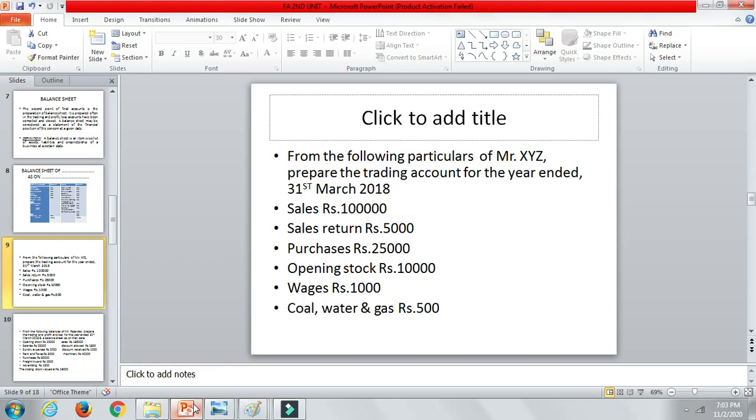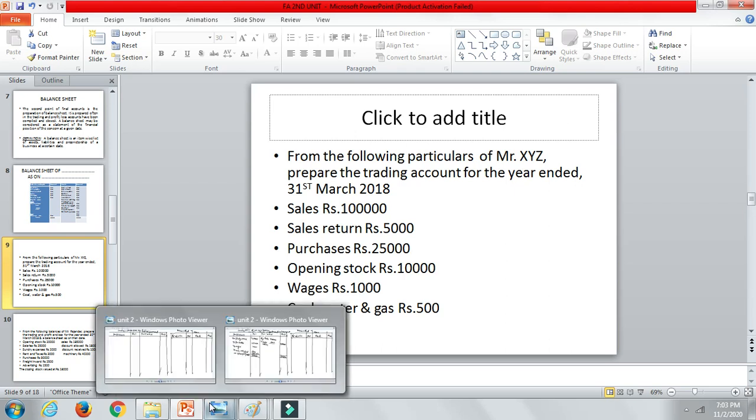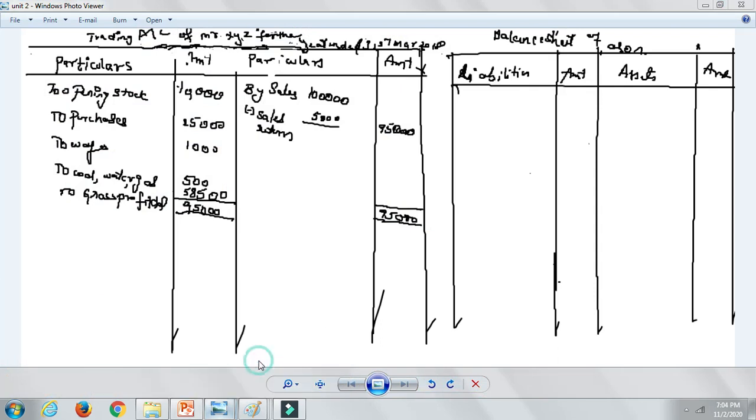Now what are the others? Wages, coal, water, gas, these are all expenses. So wages, coal, gas and water will also come on the debit side. Only sales and sales return will come on the credit side. Wages and coal, gas and water will come on the debit side. Okay, so let's take the wages.